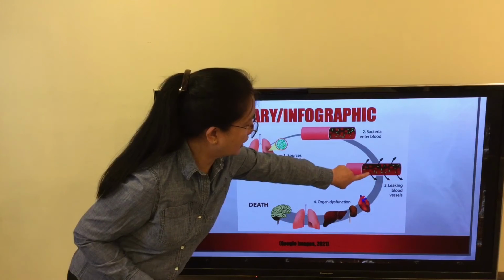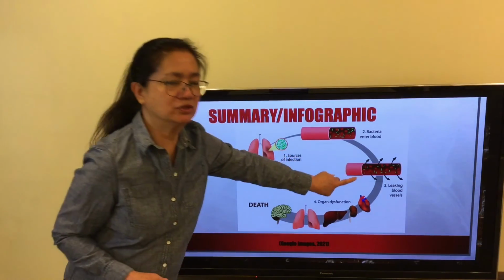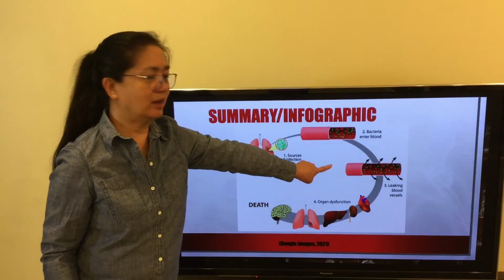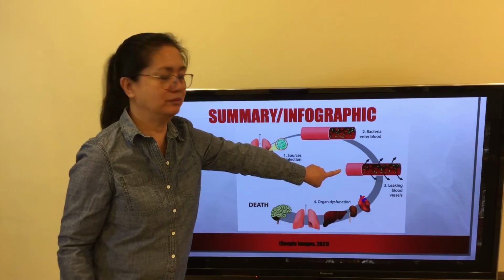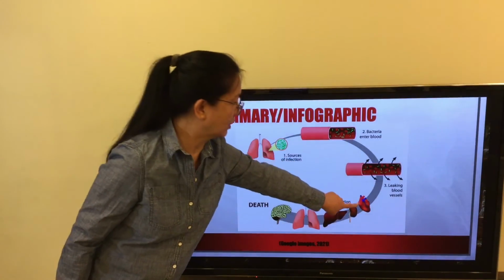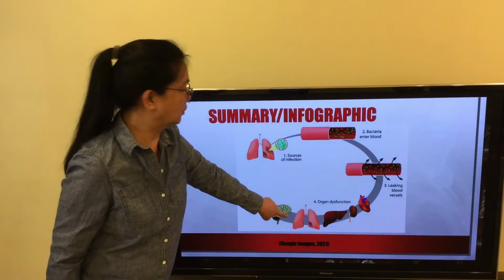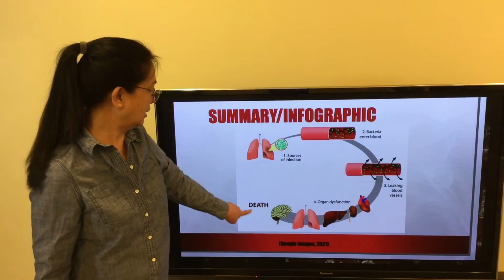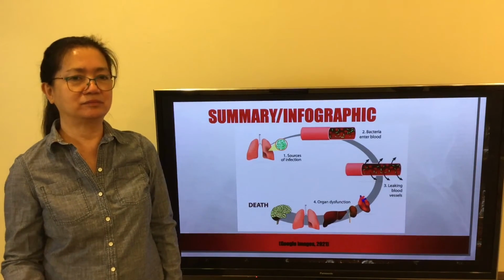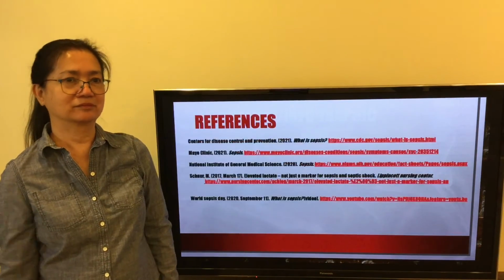And because of that, the blood pressure drops. And because of a drop in blood pressure, there will be very little perfusion to the body's organs, and it can lead to organ dysfunction. And if it is not corrected, it can lead to death. And that's the end of our lesson.